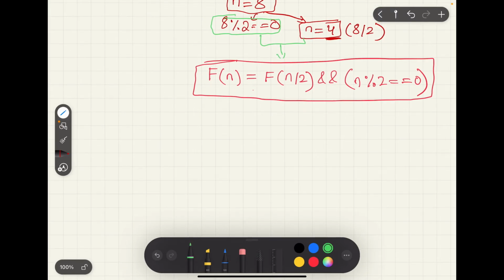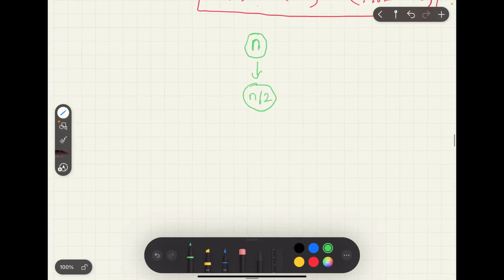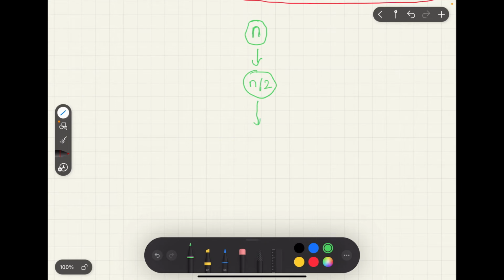So now let's try to draw a recursion tree for our solution. For n, to find the answer for n, we call the method for n by 2. For finding the answer for n by 2, we call the method for n by 4. And this process basically continues till my n is equal to 1 or 0.